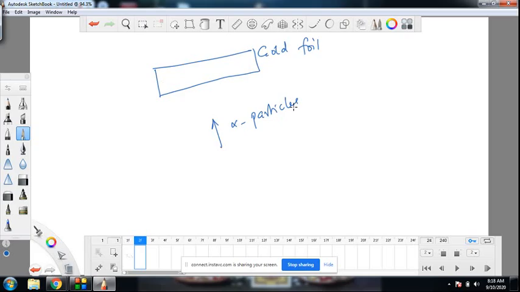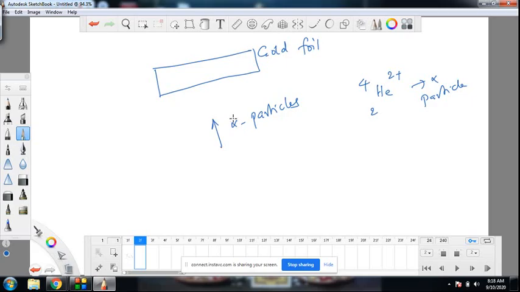What are alpha particles? Helium atom with the 2 electrons removed. He, 2 is the atomic number, 4 is the mass number. Normally we write atomic number at the bottom, mass number at the top. But the electrons have been removed from this helium. So essentially this is He 2 plus. So this is what is called an alpha particle.